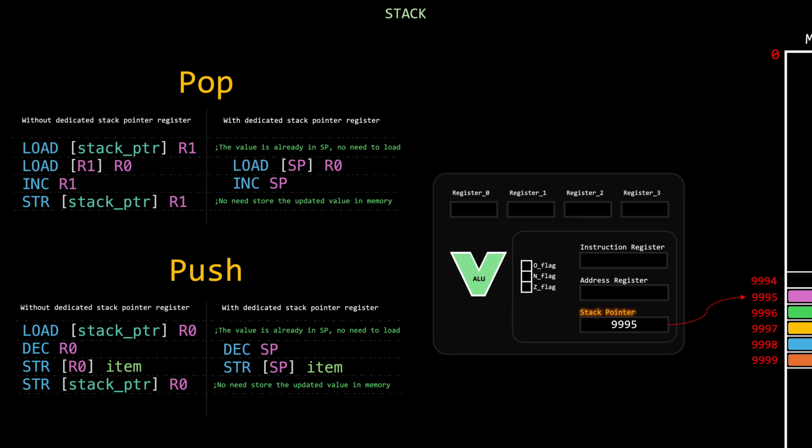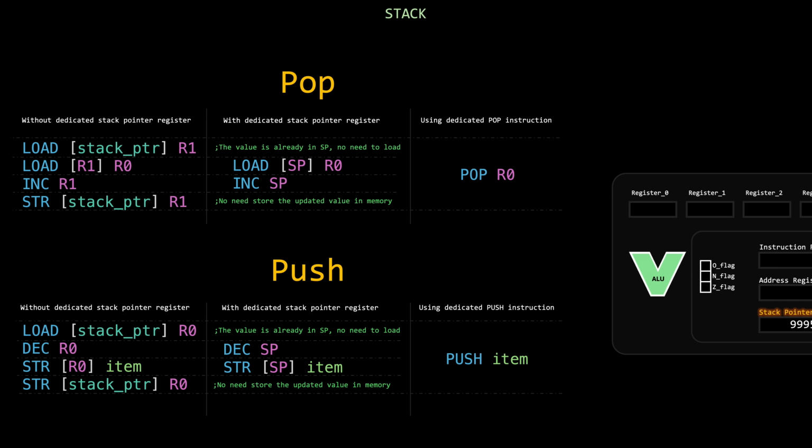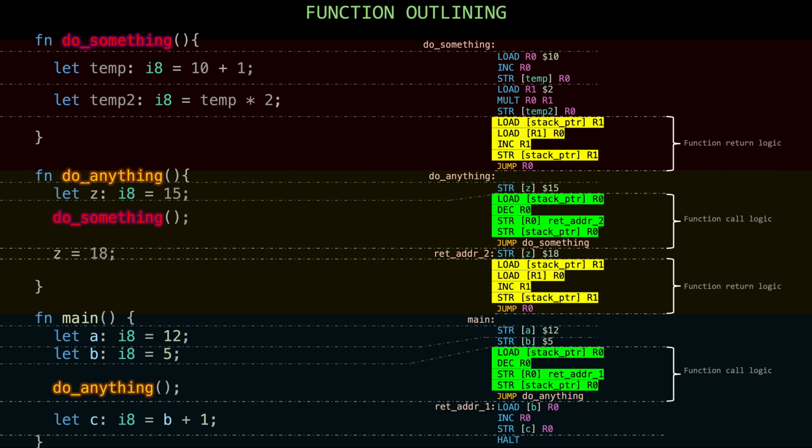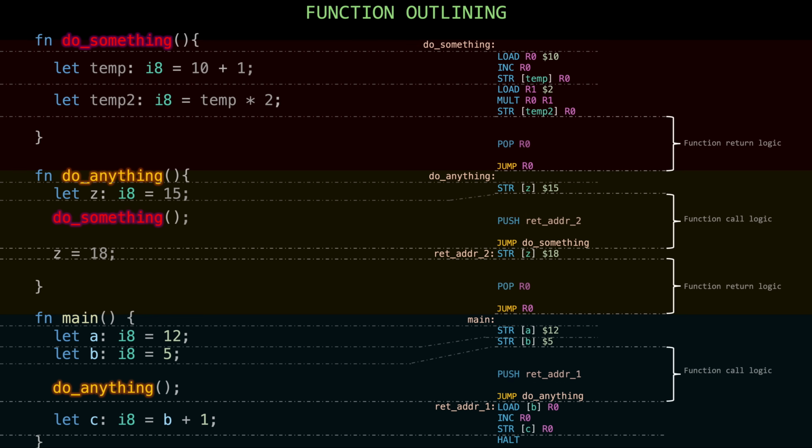Having the stack pointer in a special register also allows the CPU to provide dedicated instructions to manipulate the stack, push and pop. Push stores a value on the stack and updates the stack pointer in a single instruction. Pop retrieves a value from the stack and updates the stack pointer in a single instruction. So all the boilerplate code we wrote earlier can now be simplified into something like this.